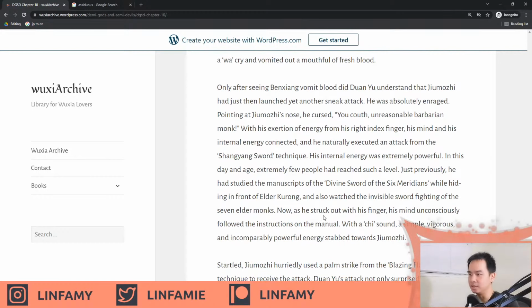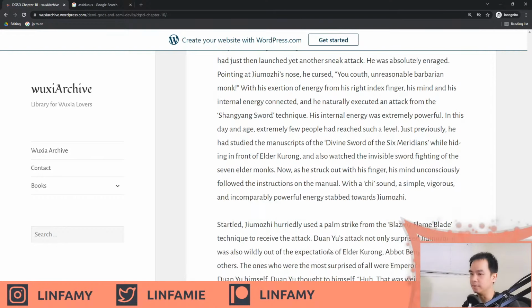His internal energy was extremely powerful. In this day and age, extremely few people had reached such a level. Just previously, he had studied the manuscripts of the Divine Sword of the 6 Meridians while hiding in front of Elder Kurong, and also watched the invisible sword fighting of the 7 elder monks. Now, as he struck out with his finger, his mind unconsciously followed the instructions on the manual. With a ch sound, a simple, vigorous, and incomparably powerful energy stabbed towards Jimotsu.